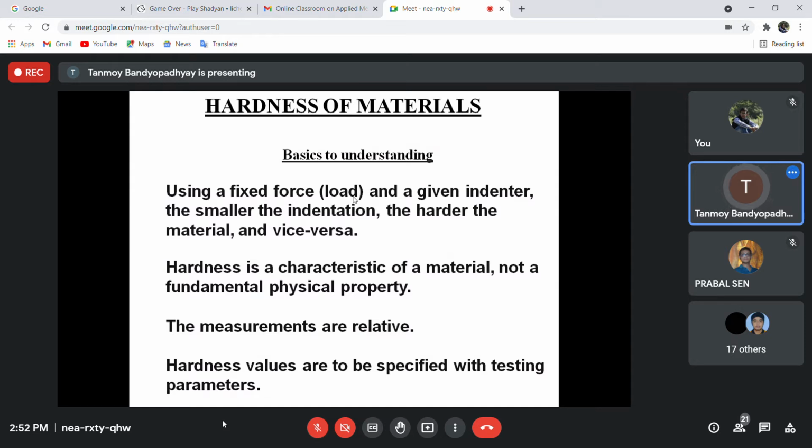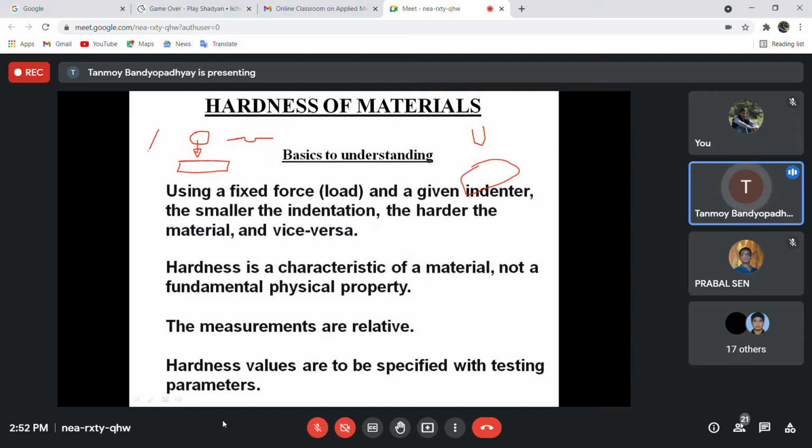Suppose I have a specimen, and I am applying a load on it, say X. Suppose this is a round specimen, and on this I am applying an indenter. I can have a conical indenter. Or suppose this is a plate, and this is a spherical indenter. I will be forcing this spherical indenter on this specimen, and the indenter will cause some indentation on the surface of the material. That indentation is basically a measure.